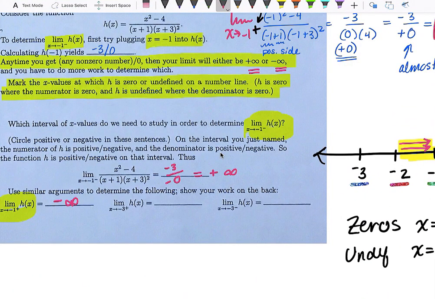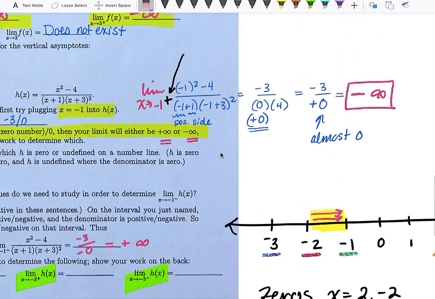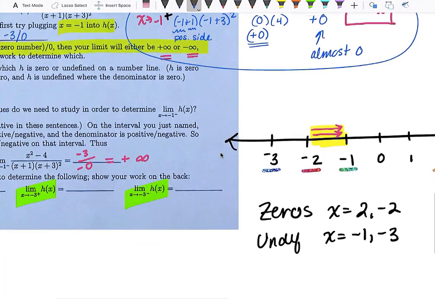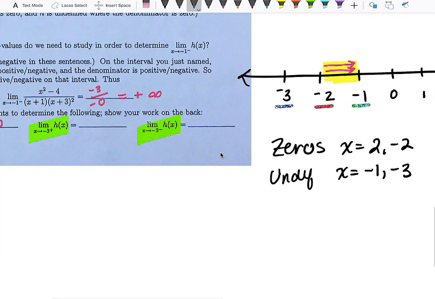All right, let's do the same thing for -3. We're going to approach from the right and from the left. So let me get rid of some of this stuff. The problem up here that I did in blue was for approaching -1. We're going to do a new one down here, and we're going to look at what happens to this function as we plug in -3. And then we're going to have to determine from the left and right.